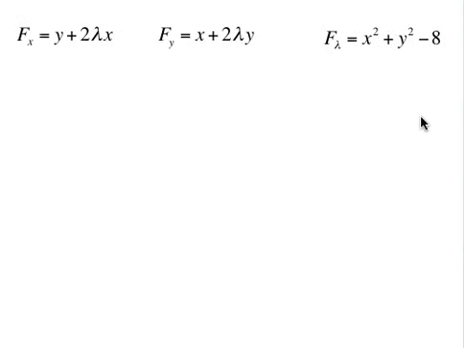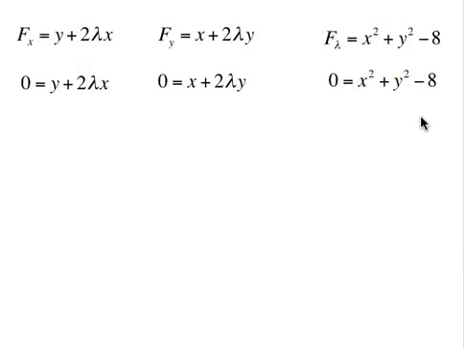So we have all these first order partials, set them equal to 0. So y plus 2 lambda x is 0, x plus 2 lambda y is 0, x squared plus y squared minus 8 is 0. Always start with these two. I want to solve for lambda typically. So I've chosen to work off this one. Negative y is 2 lambda x, divide by 2x. Negative y over 2x is lambda. And then plug that in for the lambda over on this side.